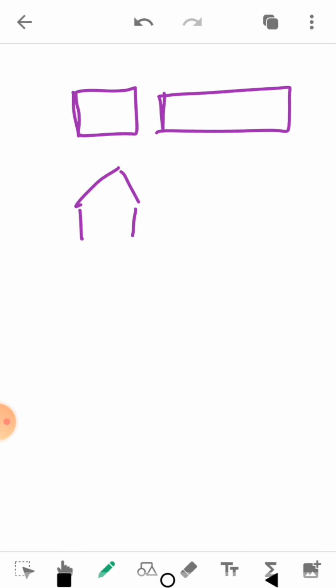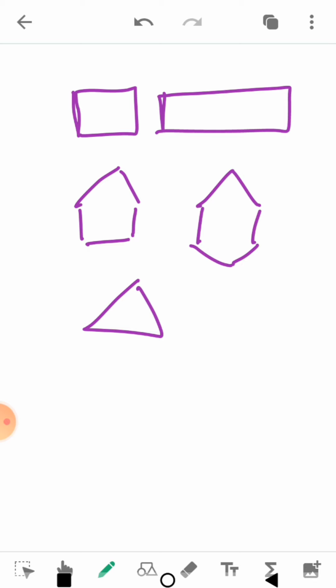For example, have you seen figures like square, rectangle, pentagon, hexagon, triangle? These are all polygons, having 3 sides, 4 sides, 5 sides, 6 sides. These are all polygon types.